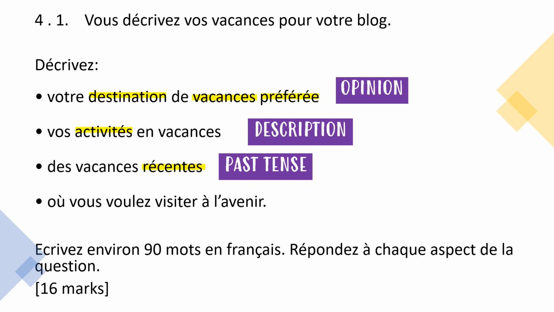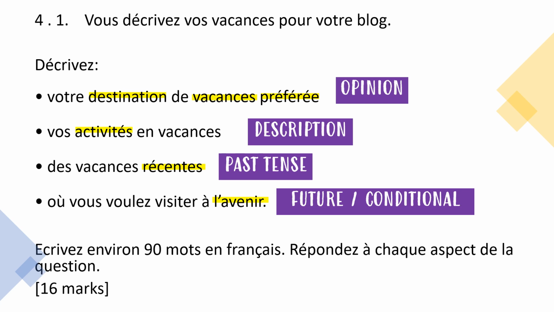And bullet point number 4, où vous voulez visiter à l'avenir, your key bit there is à l'avenir, in the future. And où vous voulez visiter means where would you like to visit, so à l'avenir. So this is talking about the future or the conditional, either or. So I would like to visit Italy in the future, or I'm going to visit France in the future. Okay, you could use future or conditional here, or maybe you might choose to use both.